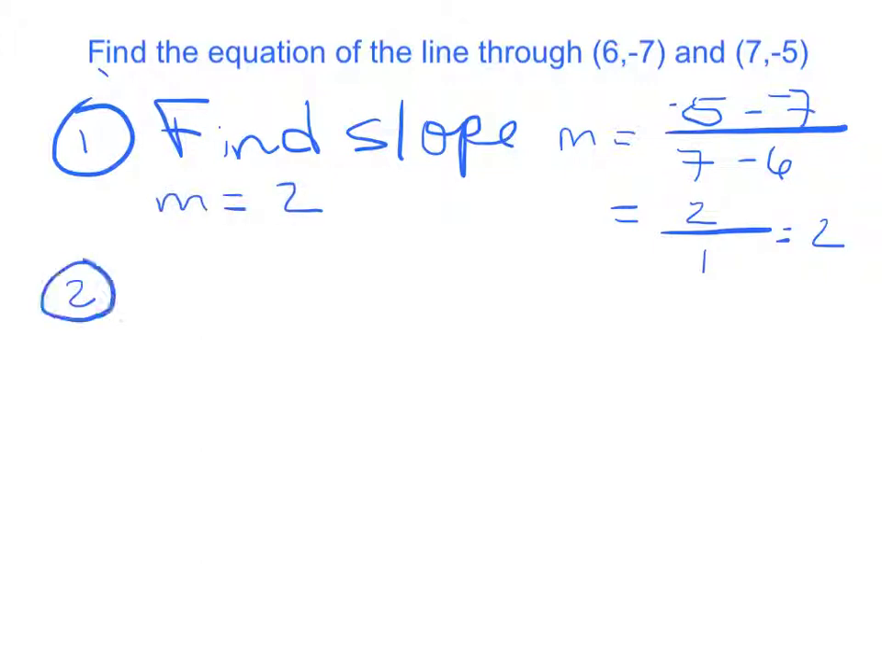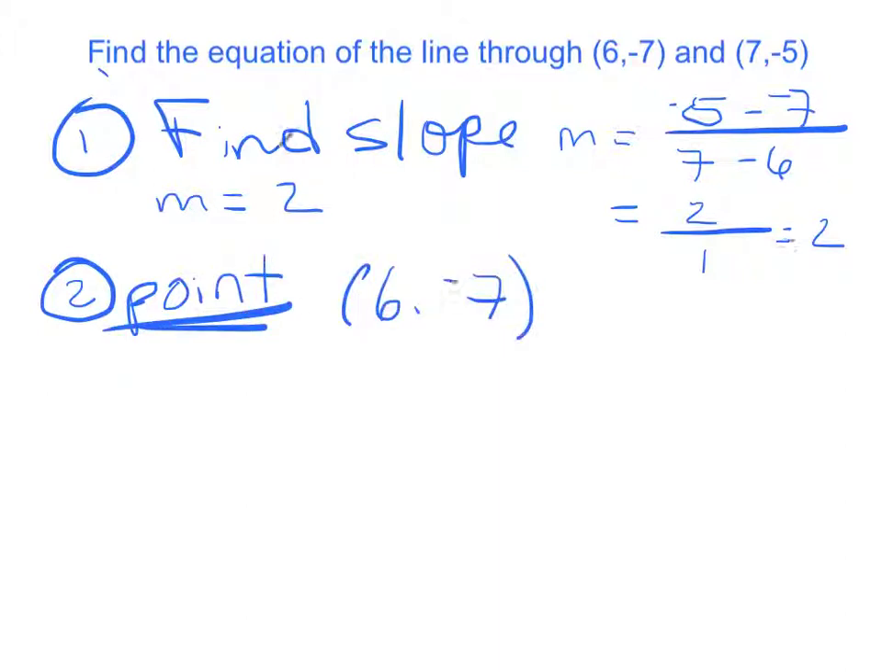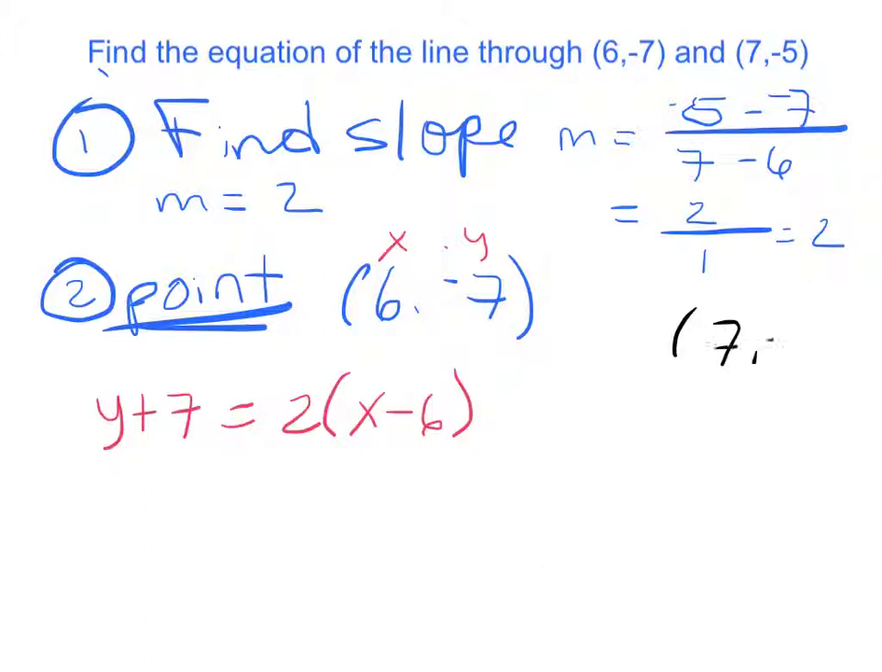And we need one other point on the line. It doesn't matter which point we use. I'll use 6, -7. I'm randomly choosing this point. I could have equally chosen this point, and I'll actually do that next. So we'll start out by introducing our variable points, and we're going to say, okay, well, this is y plus 7 equals our slope times x minus 6. I could have chosen the other point. I could have started with 7, -5, in which case I'd have y plus 5 equals 2 times x minus 7.